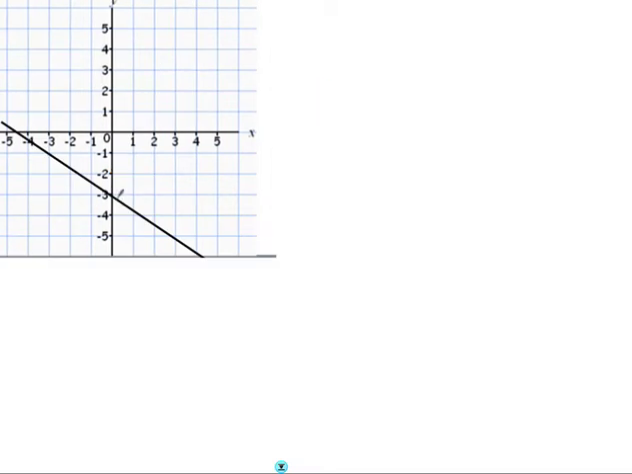Last penultimate example. And again, pick good points. This is not a good point. This is a good point.